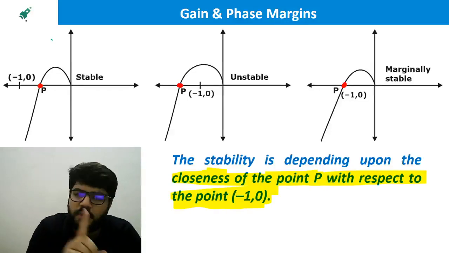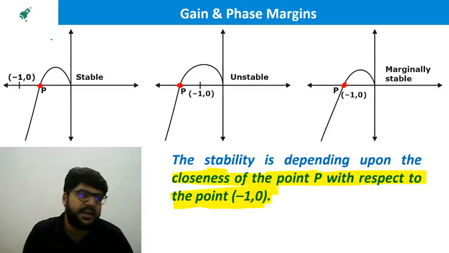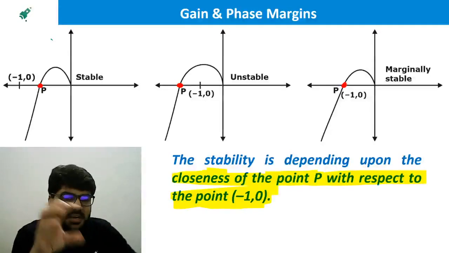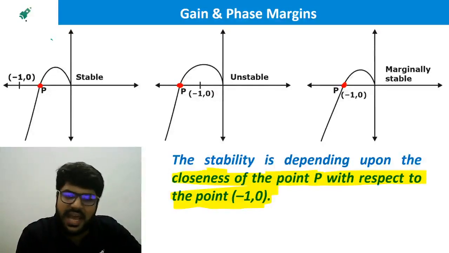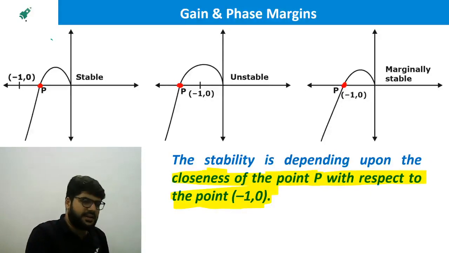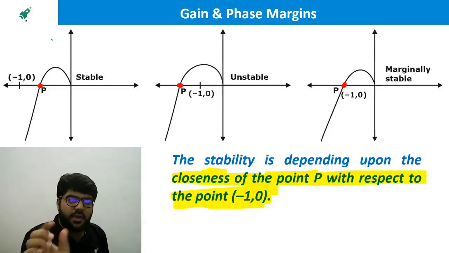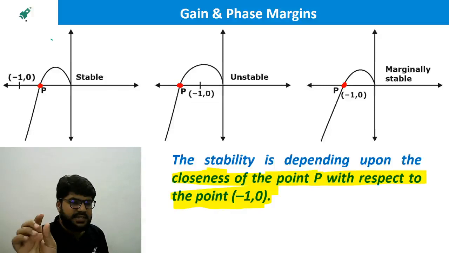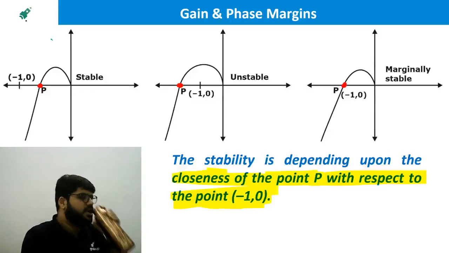Is it clear up to this point? Please comment, then I will step by step introduce some definitions. Here I am just about to introduce the gain margin first, and then I will introduce the phase margin. Yes, comment. Is that clear? The stability depends upon the location of point P. Yes, is this point clear to everyone?